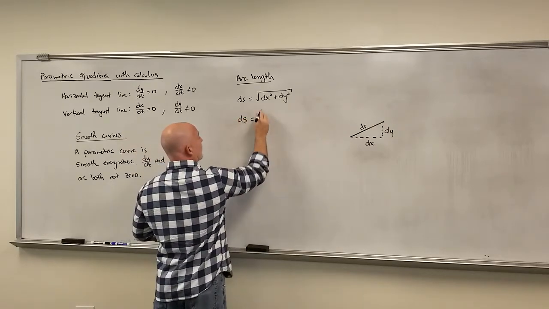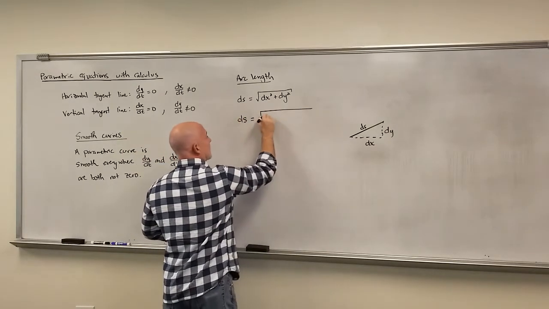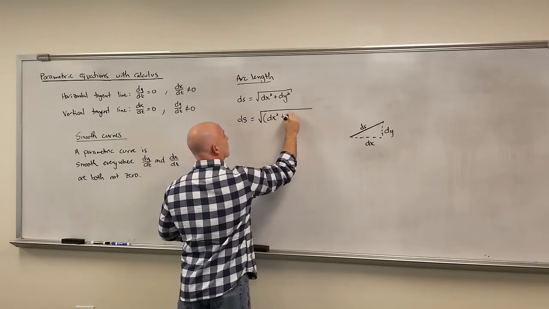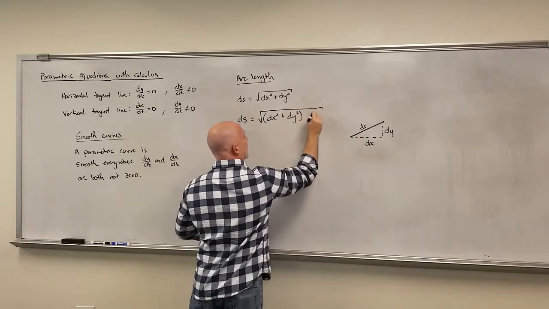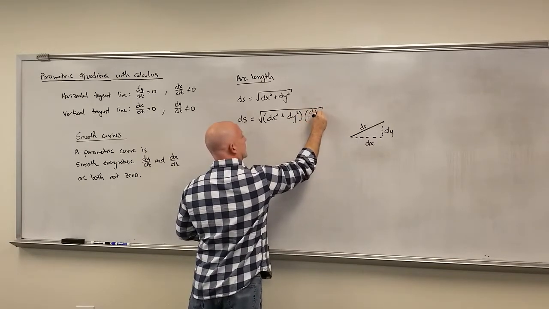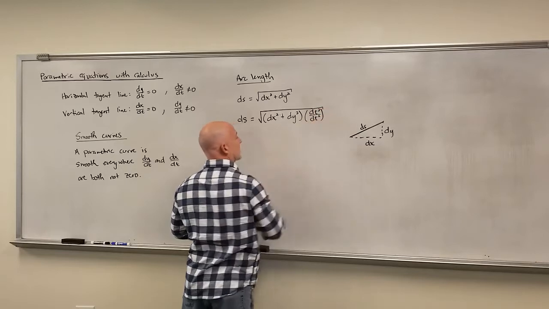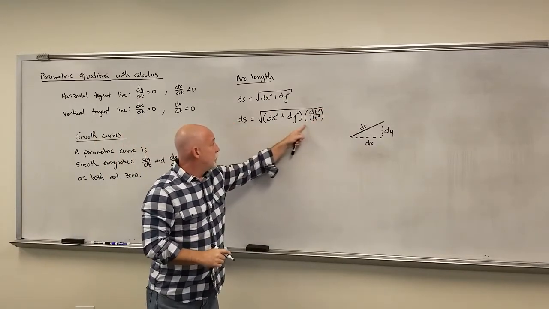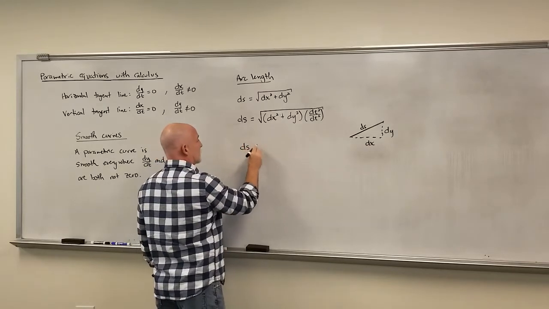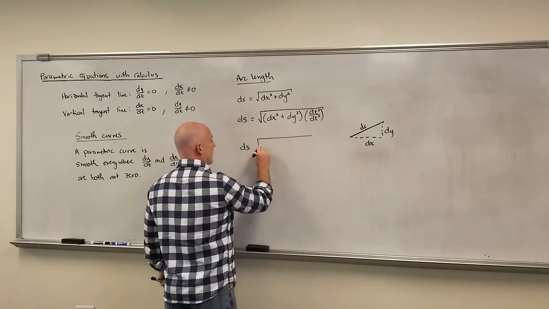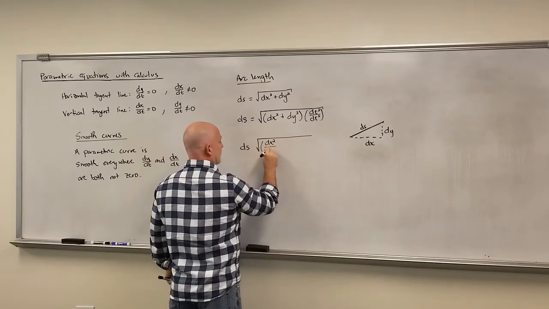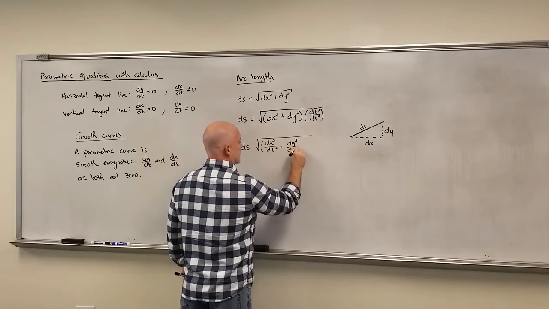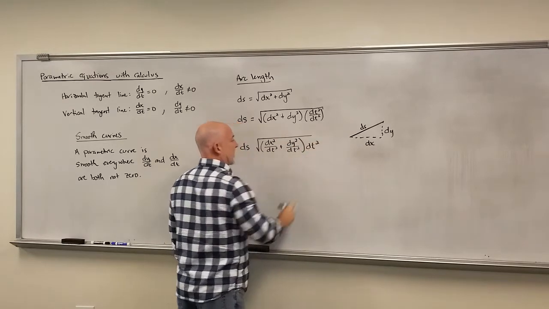I'm going to call this ds. On the inside here, dx squared plus dy squared. I'm going to multiply by a funny looking one. I'm going to multiply by dt squared over dt squared. Now the bottom dt, I'm going to go ahead and distribute into this piece. So ds will be the square root of dx squared over dt squared plus dy squared over dt squared, times dt squared.